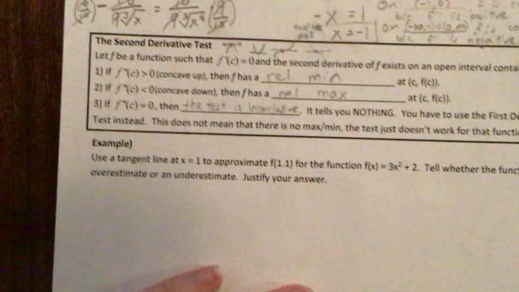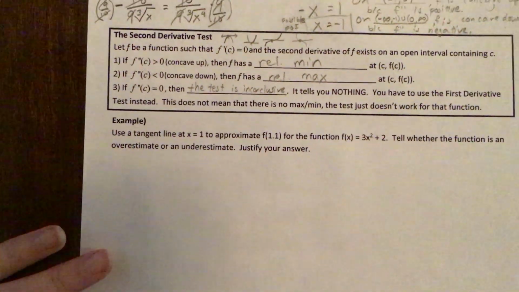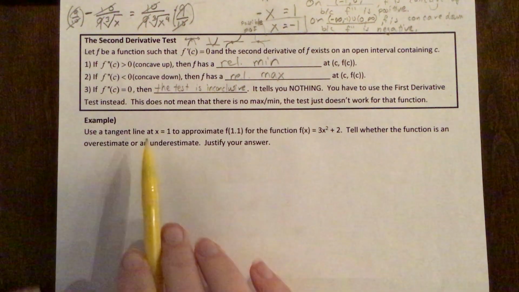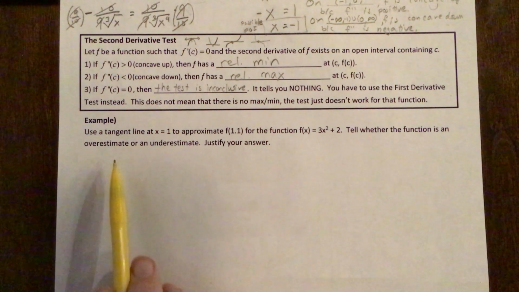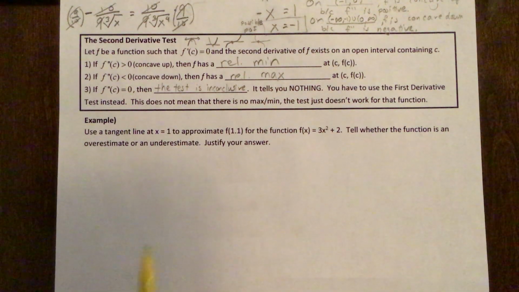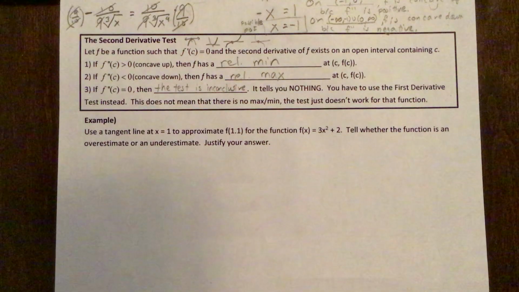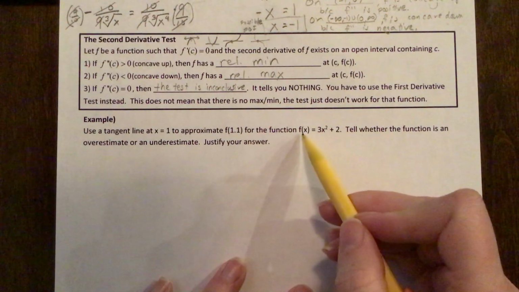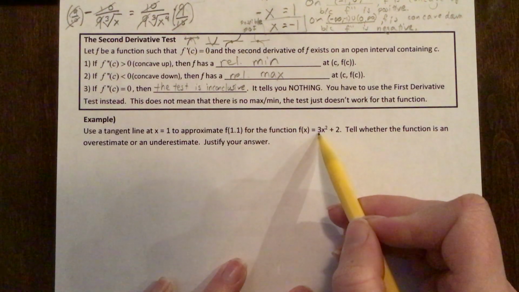We are going to use the second derivative to approximate f of 1.1 for this function. We're going to use the tangent line at x equals 1. This one is a little bit weird, but we want to know if our function is an overestimate or an underestimate. So is that y value that we get an overestimate or an underestimate? What is happening here? We've got this function that is y equals 3x squared plus 2. Our second derivative would be a positive number, right?